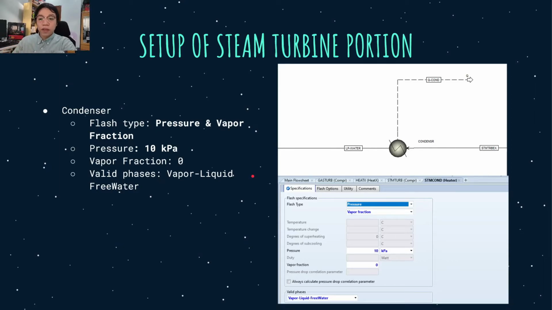Our condenser would be a flash type pressure and vapor fraction. We use vapor fraction because we want the condenser to eject as much saturated liquid as possible at a pressure of 10 kilopascals. We also put here as well that the valid phases would be vapor, liquid, free water.